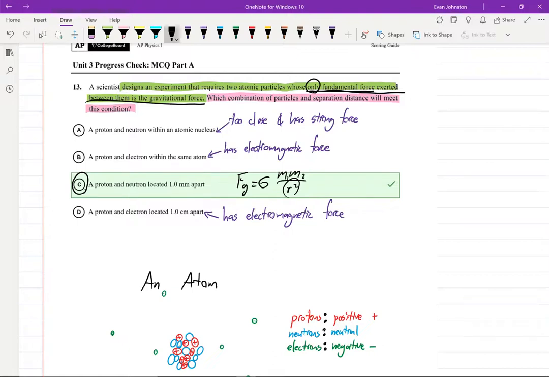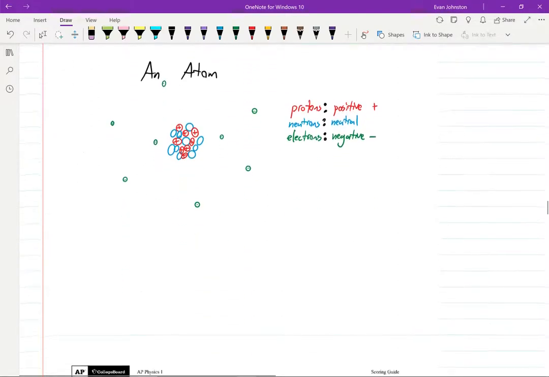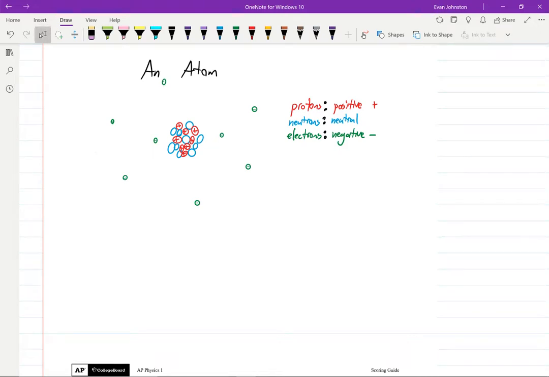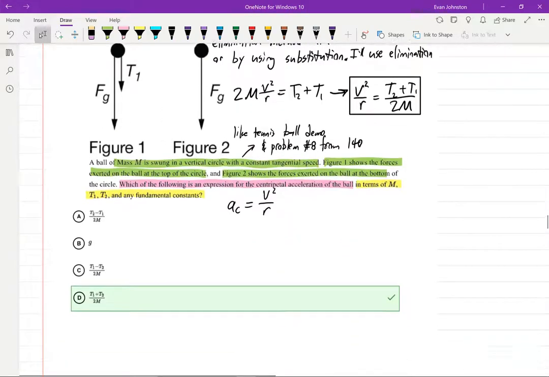I would argue that this is a case where the force of gravity is going to be so minuscule because the mass of a proton is 10 to the negative 27 kilograms, and the mass of a neutron is also 10 to the negative 27 kilograms. So you're going to have a tiny force of gravity, but it is in fact the best choice out of all four of these answer options. The other ones just have another force present, and this one doesn't. So with that, I think we have one more, and it was not this one.